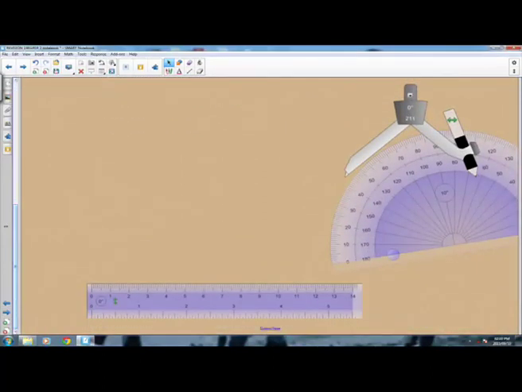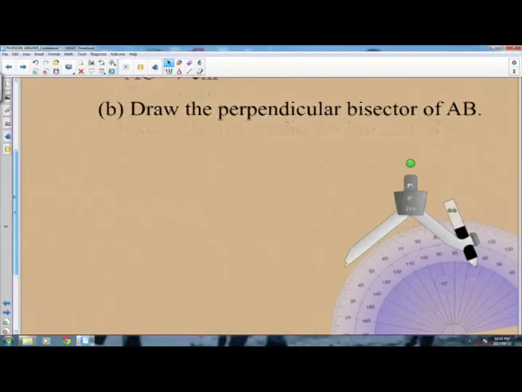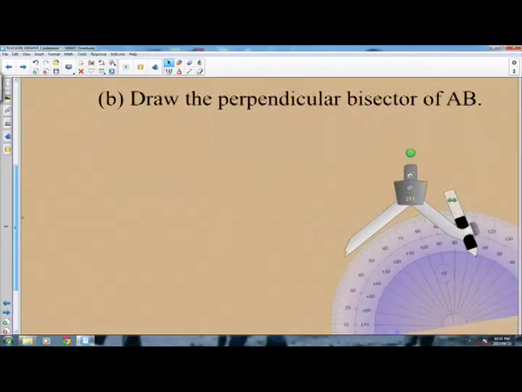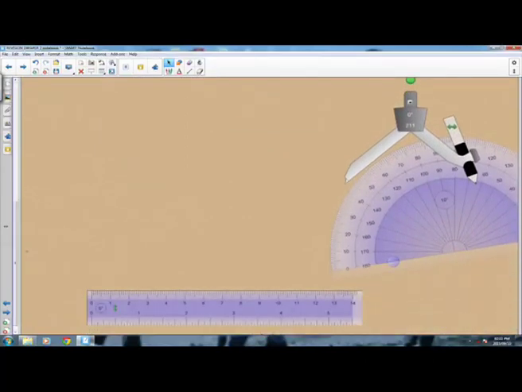Like I said, I expect you to have a set of mathematical instruments, because you are going to need a ruler, a compass, and a protractor to work out this question, and I believe you do have that. The first part says AB is given as 10 centimeters. So you take your ruler and measure a line 10 centimeters. This is the line AB, and it should measure 10 centimeters.